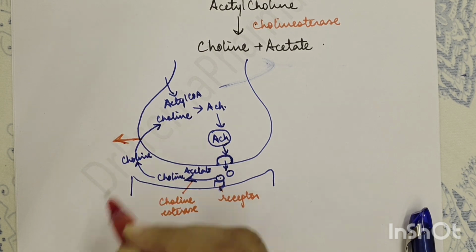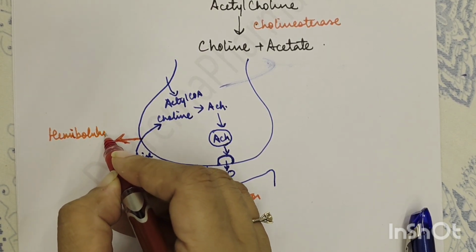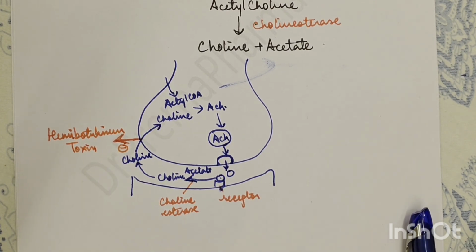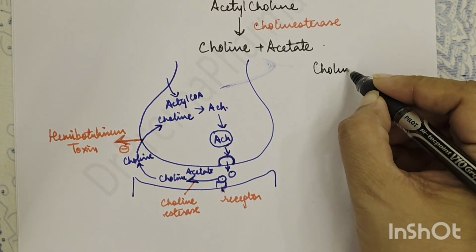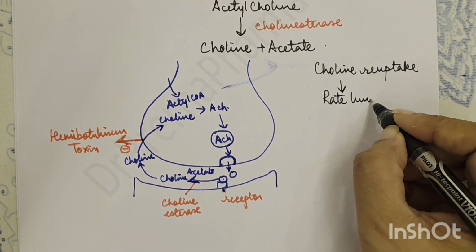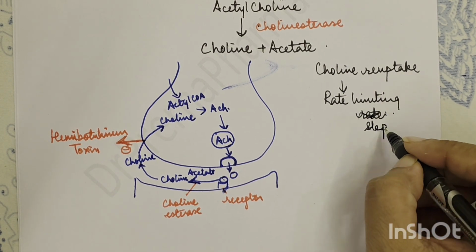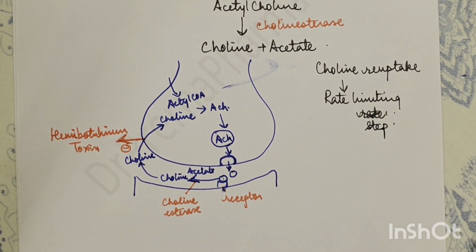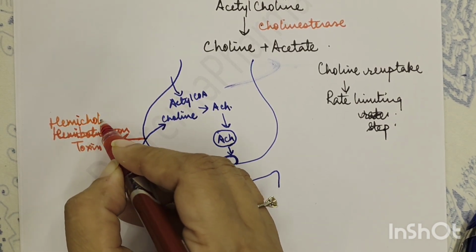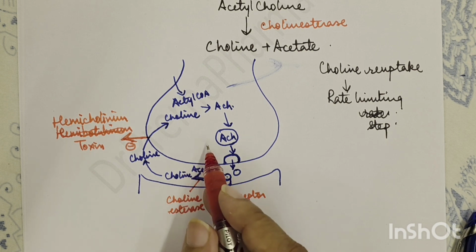And here again it is broken down by cholinesterase into choline and acetate, and this choline is reuptaken. Now this choline reuptake is inhibited by, sorry, it is hemicholinium. Remember this choline reuptake is the rate limiting step. So if this is inhibited, then the whole process gets stopped. So hemicholinium inhibits the reuptake of choline inside the presynaptic fiber.